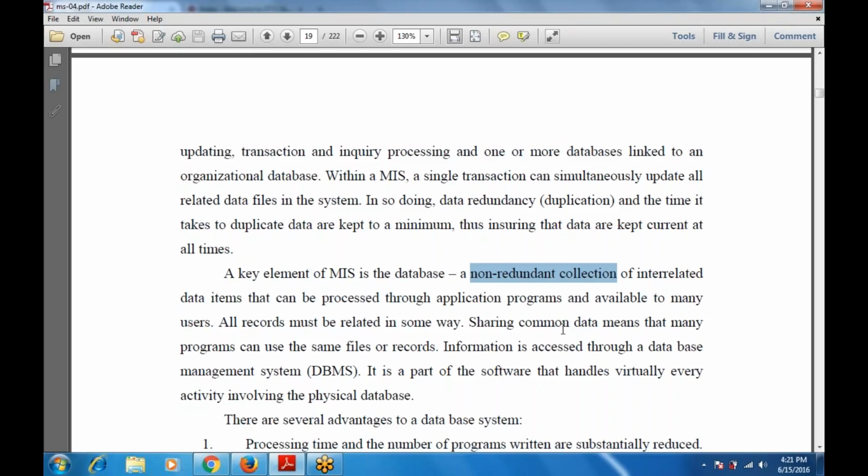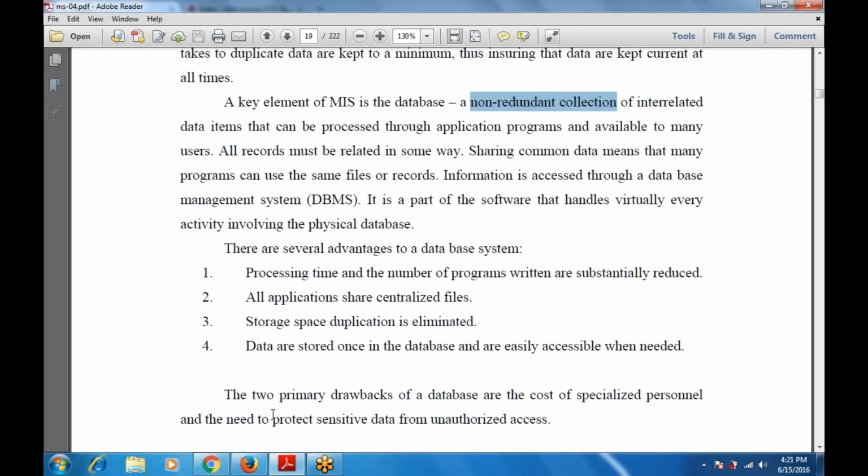Now, why are we using the DBMS? What are the various advantages of using the DBMS? Can anyone tell me what the various advantages of using the database management system are? This is the first topic that we covered in the last module, that is database management systems. Any advantage of the DBMS?